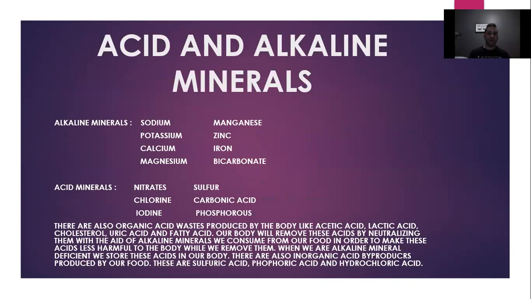Okay, so here are some acid and alkaline minerals. Some examples: sodium, potassium, calcium, magnesium, manganese, zinc, iron, and bicarbonate, like sodium bicarbonate, baking soda. Those are examples of alkaline minerals, substances, okay? Acid minerals, we have nitrates, chlorine, iodine, sulfur, carbonic acids, phosphorus, phosphates. Those are examples of acid minerals. Another acidic mineral would be fluorine or fluoride.